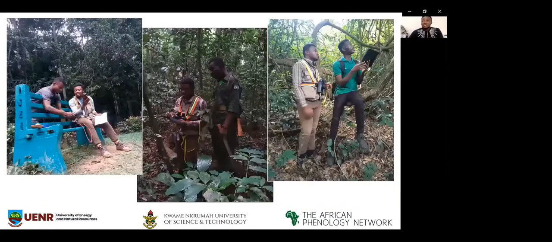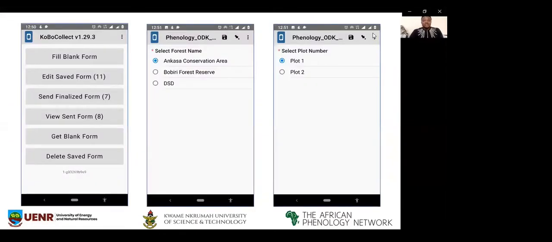So we did a field trial where I had the opportunity to train my field assistants: Sam in Bobiri, the moist semideciduous forest, Eben in Ankasa, the wet evergreen forest, and Isaac in Boabeng-Fiema Monkey Sanctuary, the dry semideciduous forest. After that training, they went ahead and began to use the KoBo form. There is a video presentation on the back-end coding, which can be done online or in Excel. That has been shared with the African Phenology Network and can be made available for anyone interested.